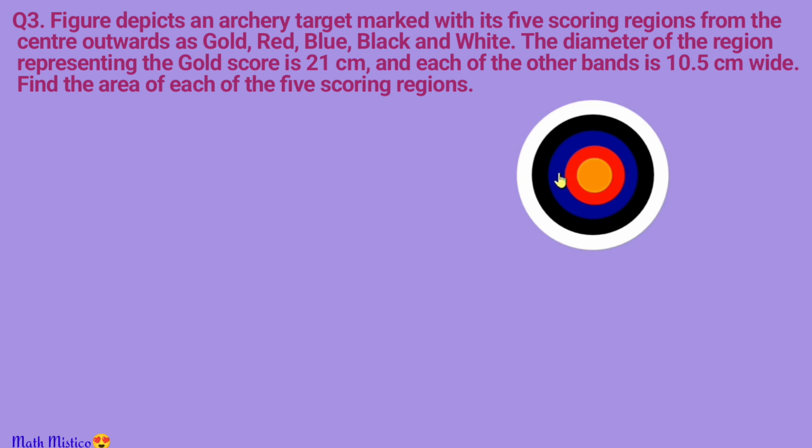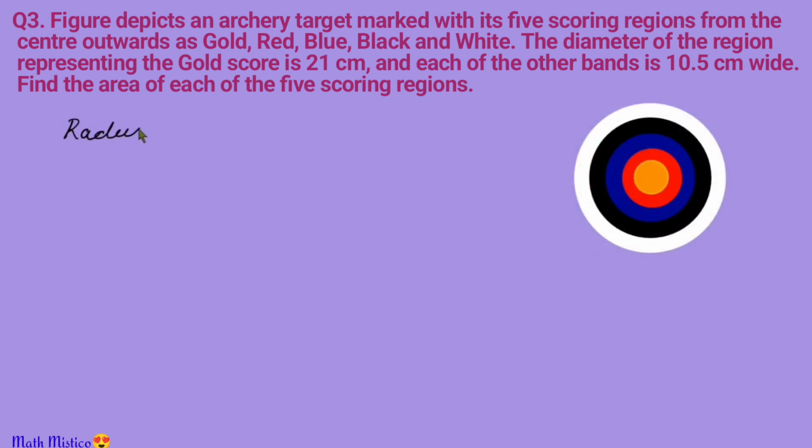Now this target board is made up of concentric circles. The diameter of the innermost circle is given as 21 centimeter, and the radii of the concentric circles increase by 10.5 centimeter. There are 5 parts in this board. The first one is a circle of golden color, and the rest of them are rings. We have to find their areas one by one. Let's start with the golden area. As the diameter is 21 centimeter, its radius R1 will be 21 upon 2 centimeters.